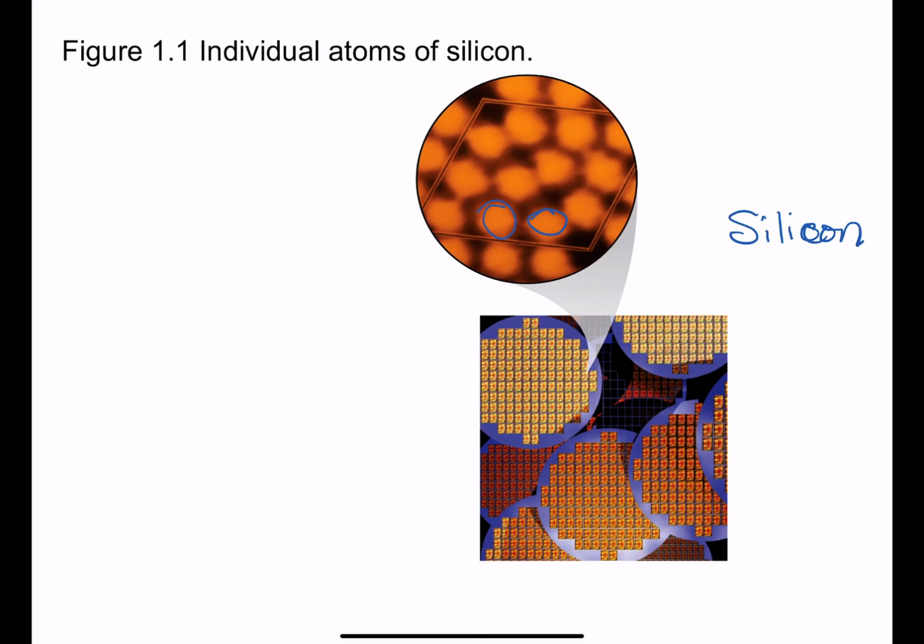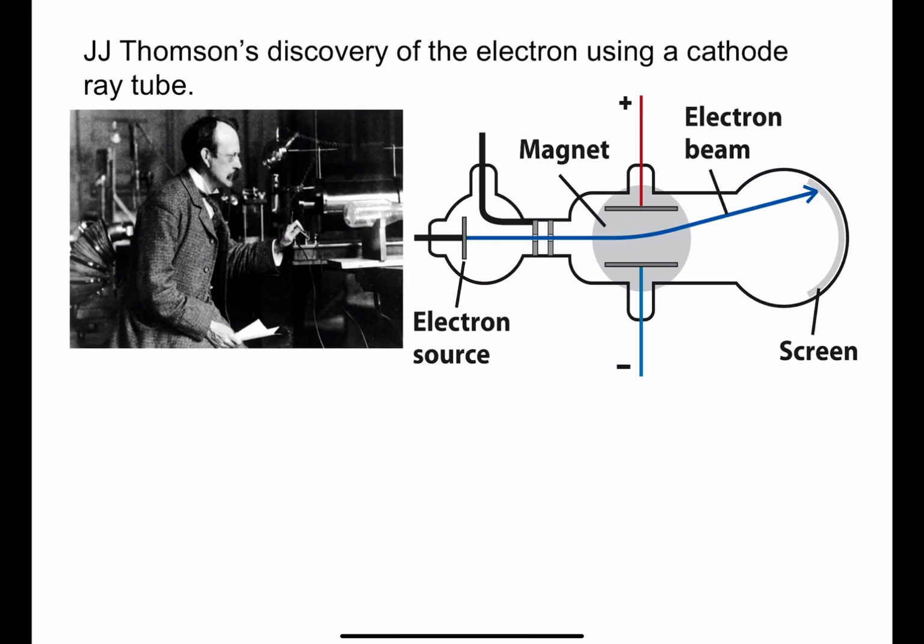However, we also know there are subatomic particles, and that if we study the internal structure of those atoms, we see how the elements are different and how they're the same. Let's do a quick walk through some history about how subatomic particles were discovered. We start with J.J. Thomson's discovery of the electron using a cathode ray tube. A cathode ray tube is what is used in old computers, non-flat screens, and old television sets. It basically consists of an electron source and a magnet so that we can have a beam of electrons.